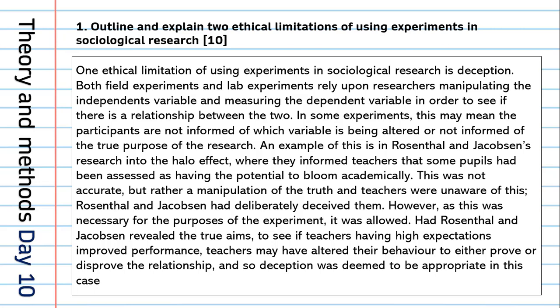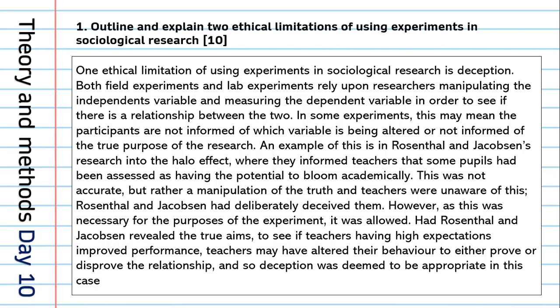Both field experiments and lab experiments rely upon researchers manipulating the independent variable and measuring the dependent variable in order to see if there is a relationship between the two. In some experiments, this may mean the participants are not informed of which variable is being altered, or not informed of the true purpose of the research. So I've made the link between what deception is and how it happens in experiments.